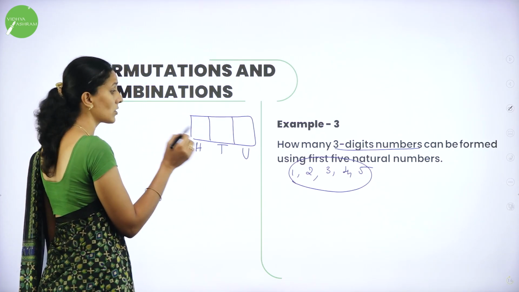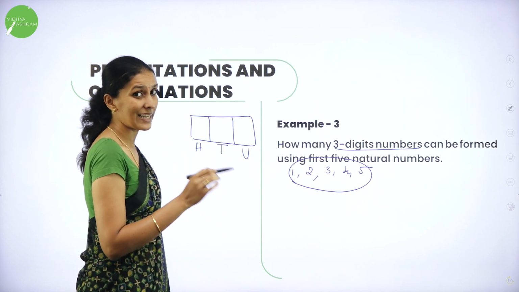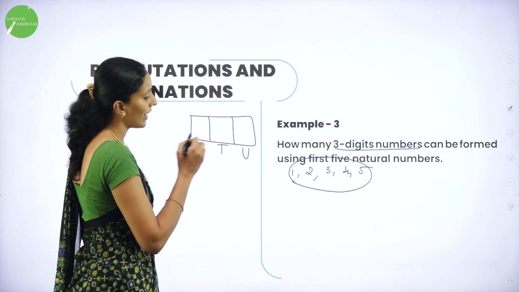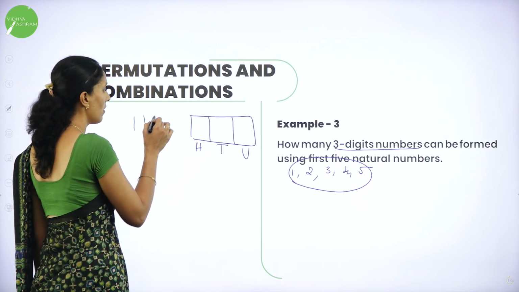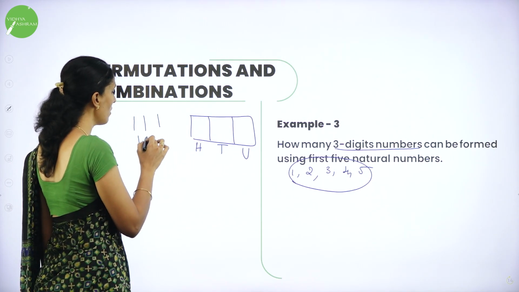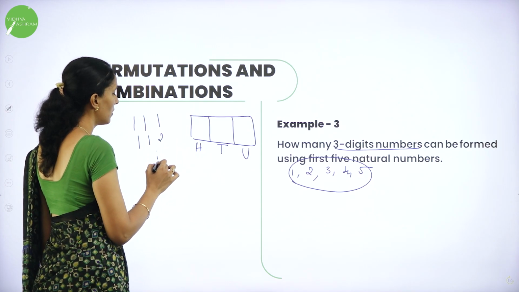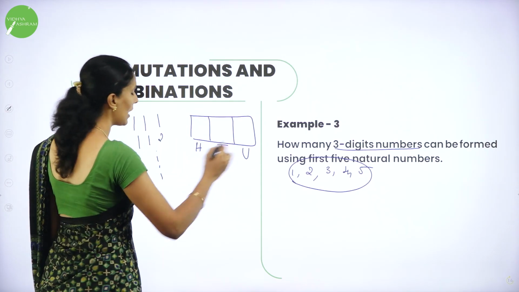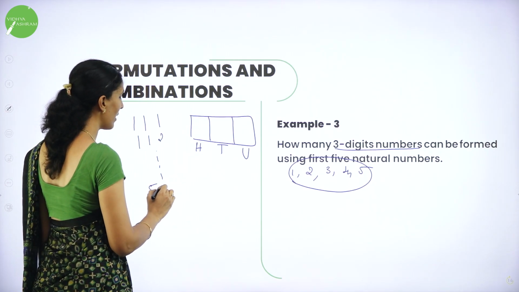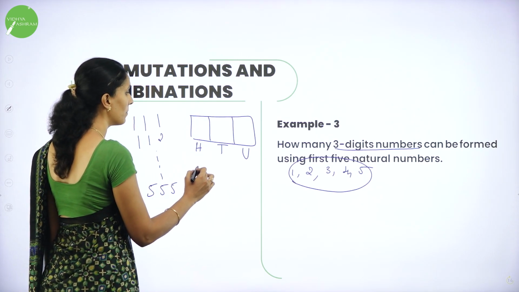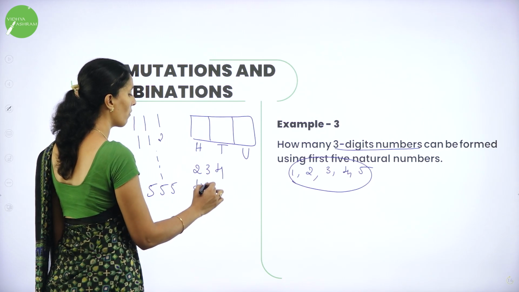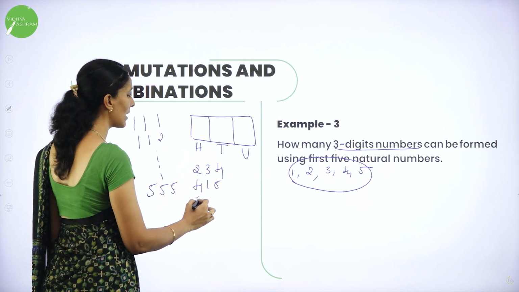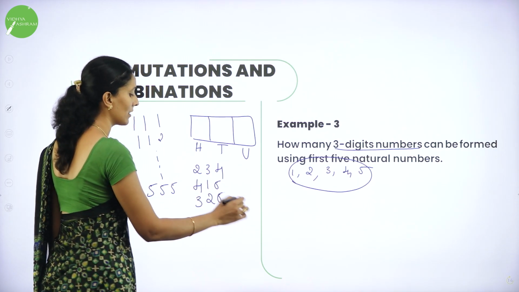So let me start from 100. I cannot take 100 because it contains 0. So let me take it from 1, 1, 1. Next is 1, 1, 2. Till how much will the maximum number be? That is 5, 5, 5. We may have numbers like 2, 3, 4. We may have numbers like 4, 1, 5. We may have numbers like 3, 2, 5, like this.